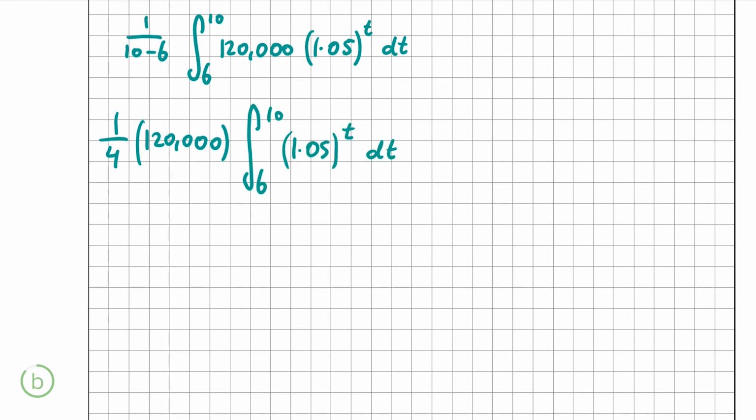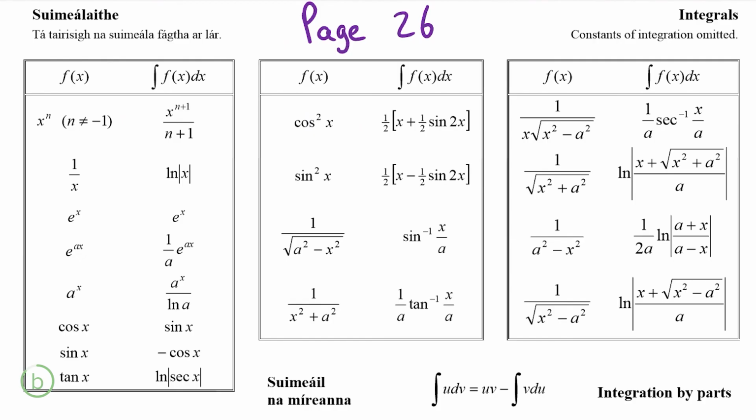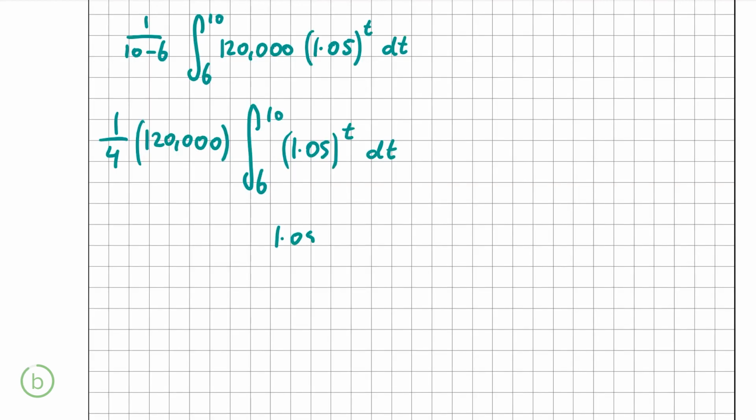Now let's look at our formula and tables book on page 26 to find out how to integrate a term when it has the variable in the exponent. So we're looking at this formula here. a to the power of x, so in our case here that's 1.05 to the power of t. That's going to go to the constant a to the power of x still, over ln of the constant. So in our case here it's going to be 1.05 to the power of t divided by ln of 1.05. And remember, this has to be evaluated from 6 to 10. And outside of that, it's going to be a fourth of 120,000, which is 30,000.